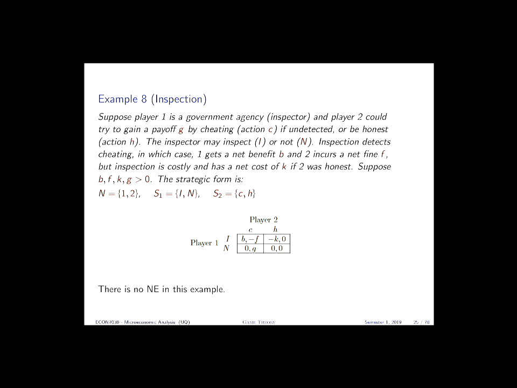Now, if the agency decides not to inspect, their payoff is 0 no matter what. And in the case of cheating, player 2 gets G, which is an extra benefit of cheating in the tax system. But if there is no inspection and the agent is honest, it's 0, 0. That is our hope, that none of the firms are cheaters and they're all honest. So this is a representation of the payoffs.